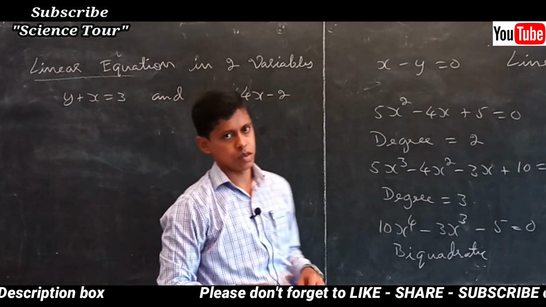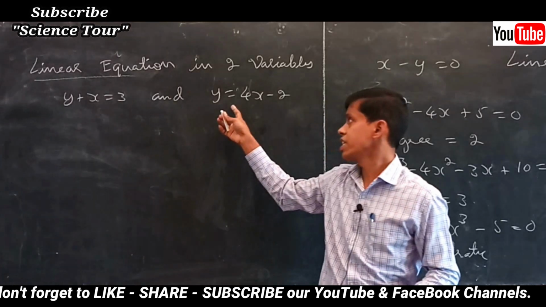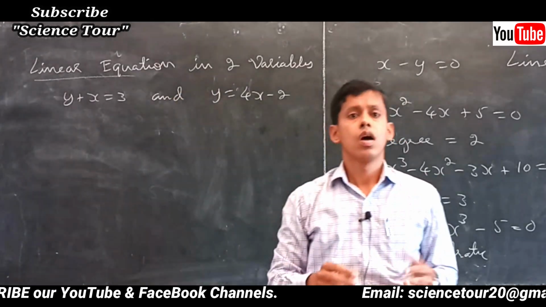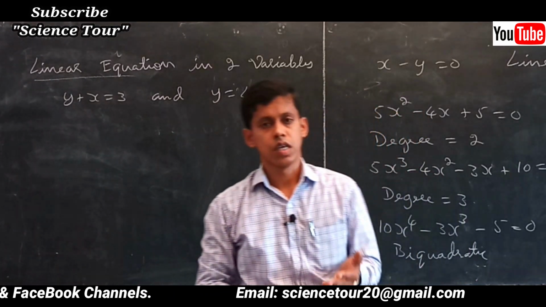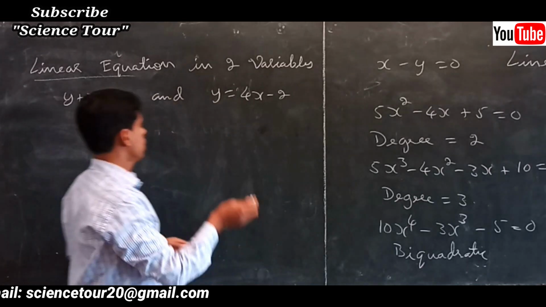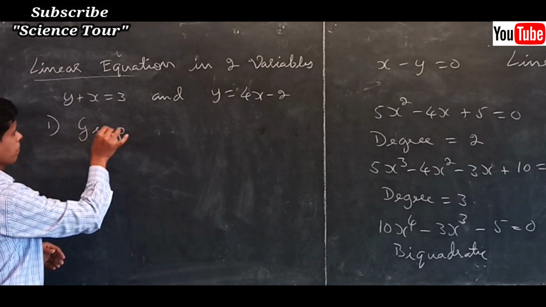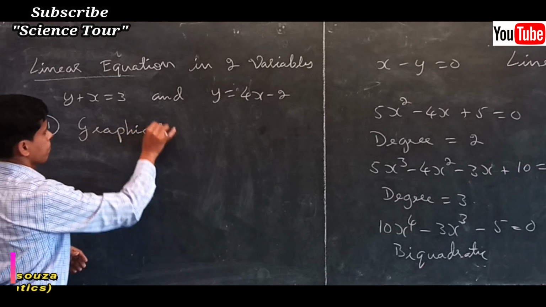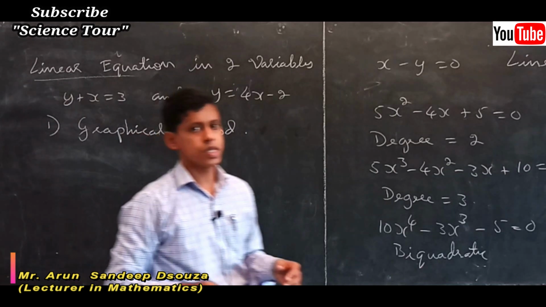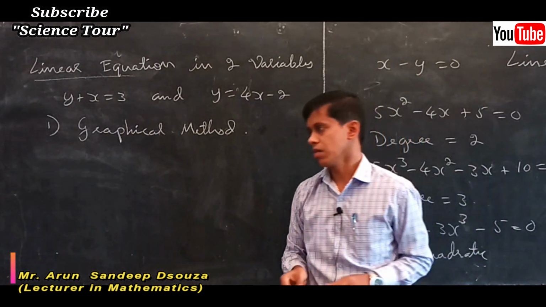Next equation. So, this is a linear equation in two variables, and this is also a linear equation in two variables, degree 1 and degree 1 there, right. So, how can we solve these equations? There are totally 4 methods. The first method is called the graphical method.